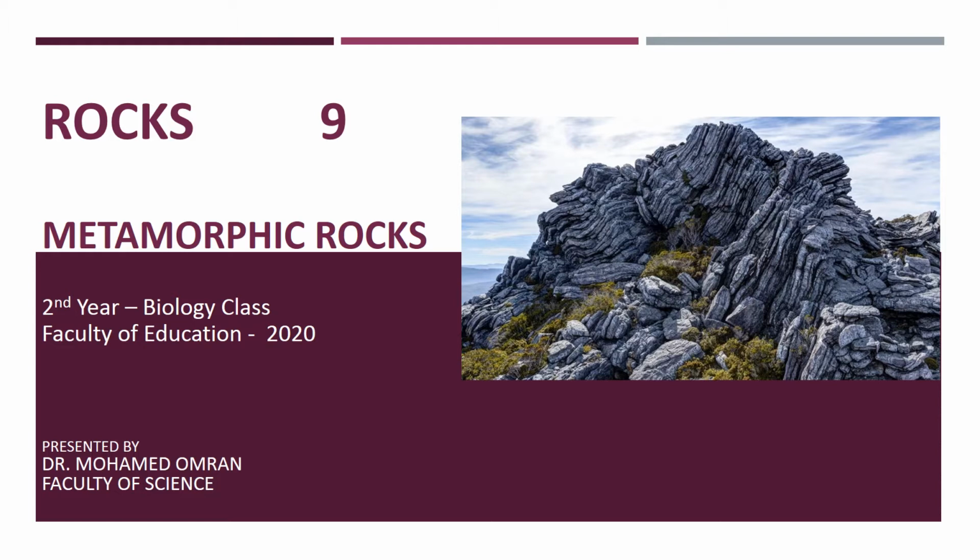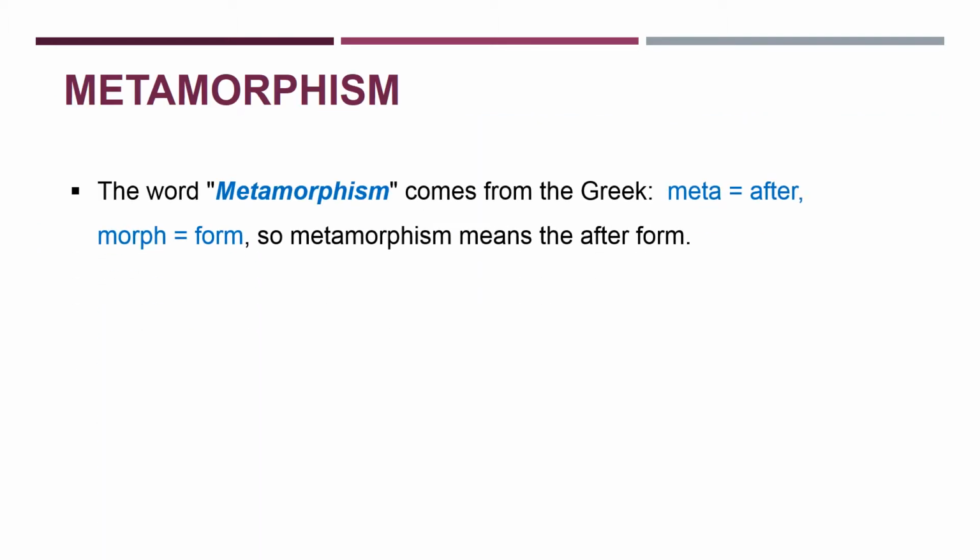Today we will talk about the third type of rocks, the metamorphic rocks. We need to know at the beginning what metamorphism means, the process by which rocks change to metamorphic rocks. The word metamorphism comes from the Greek. Meta means after and morph means form. So it means after form, the change of the rock from one form to a completely different form.